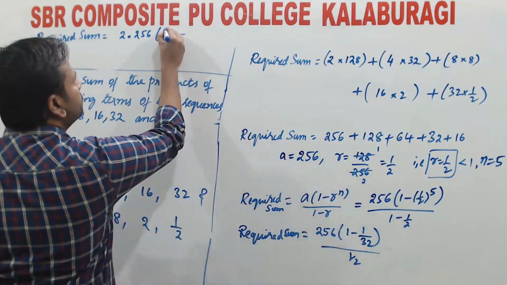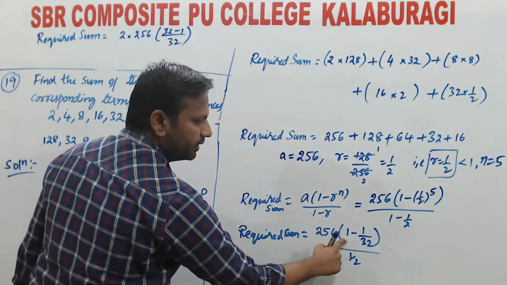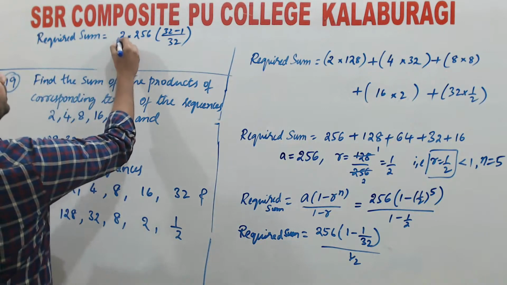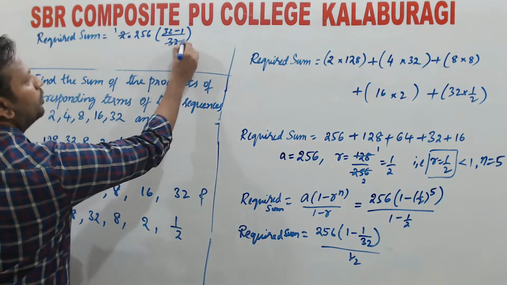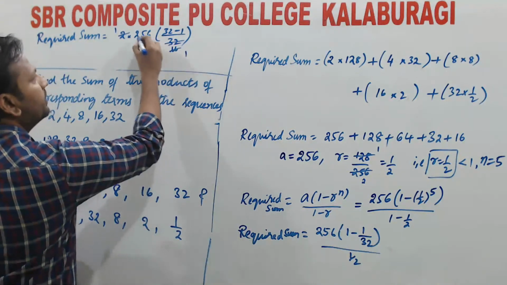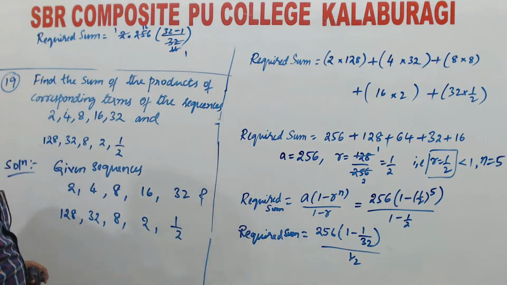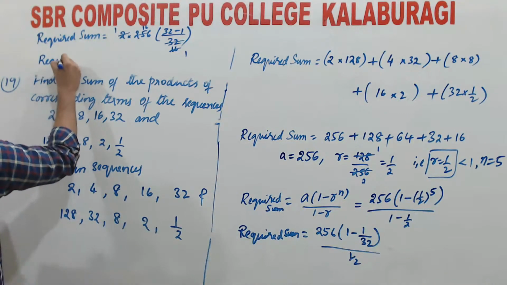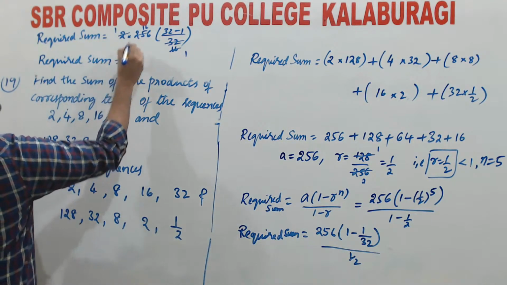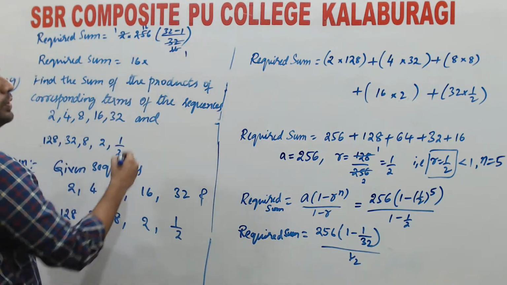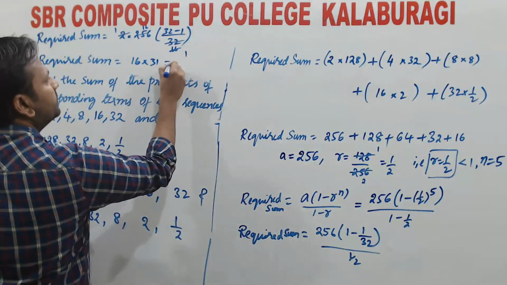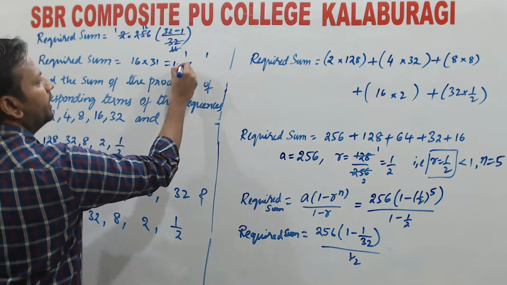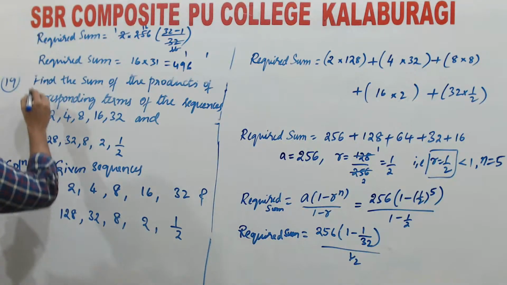Cross multiply. 32 ones are 32 minus 1, here nothing but 1, 1 into 1 is 1. So what happens now? Let us cancel it here. 2 ones are 2, 2 16s are 32, 16 16s are 256. So simple calculations we are doing, students. So the required sum will be 16 into, what is 32 minus 1? 31. So what is this answer? 16 ones are 16, 16 threes are 48, 48 plus 1, 49. So 496 is the answer.